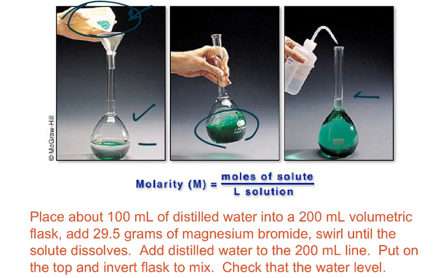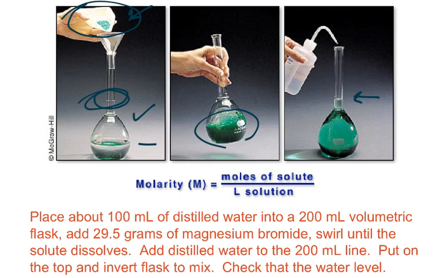Now you can't see it very well in this picture. You can see it better there. On every flask there's a little line that's done by hand for the volume that it says on the front of the volumetric flask. So there would be a line for 200 milliliters. So what you're going to do is fill up with distilled water up to that line.